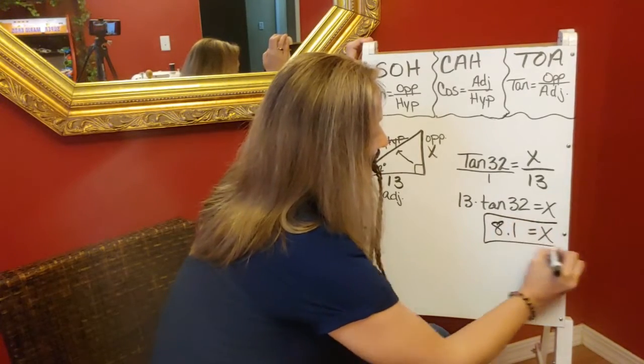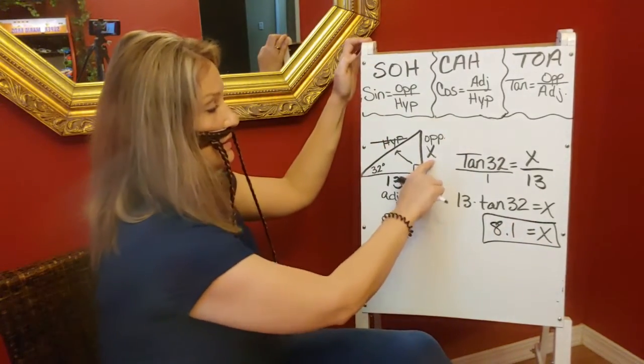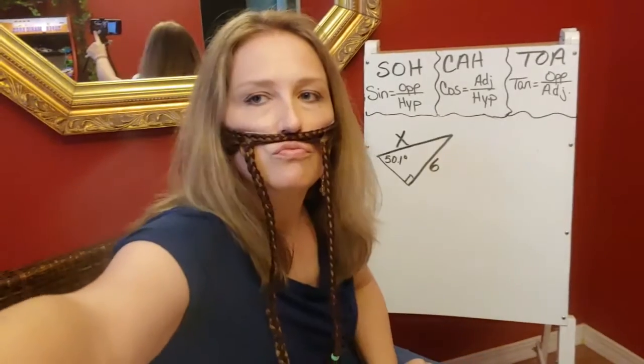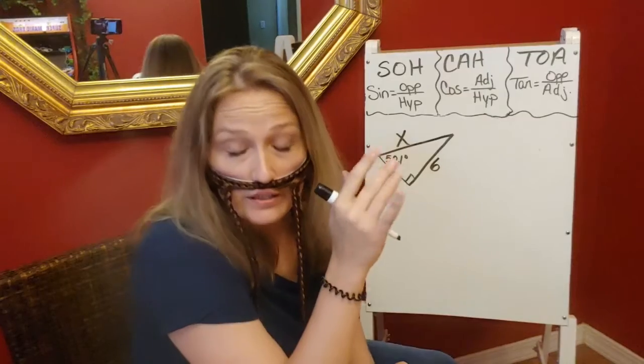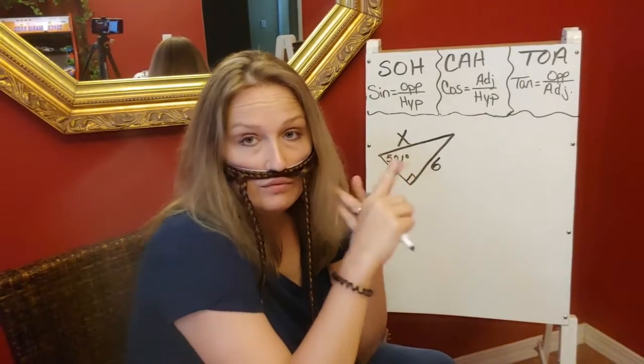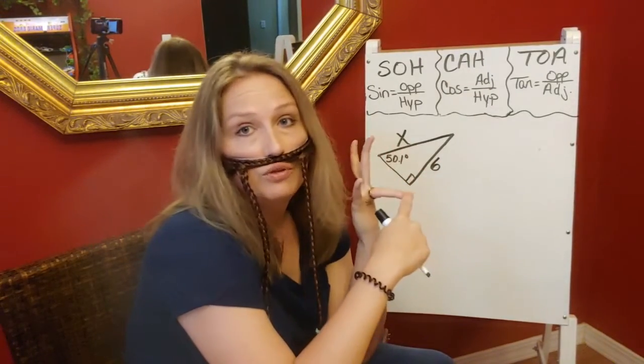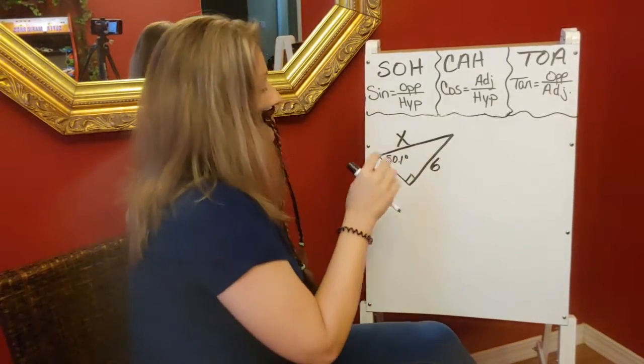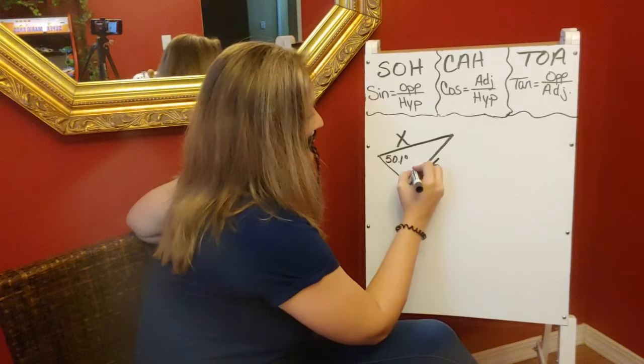So I know this x, this side length, is 8.1. Okay, so let's do another example. We've used cosine, we've used tangent. Let's look at one where we use sine on this. So I'm going to look at this diagram.